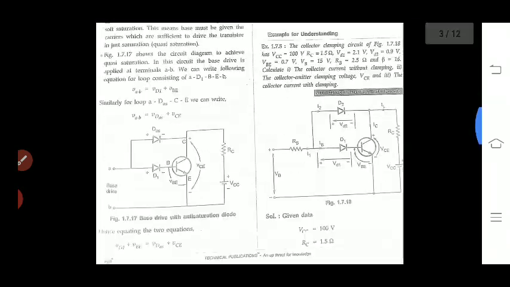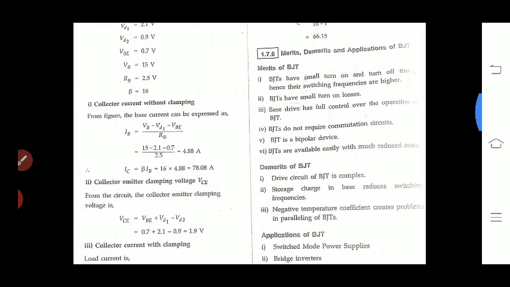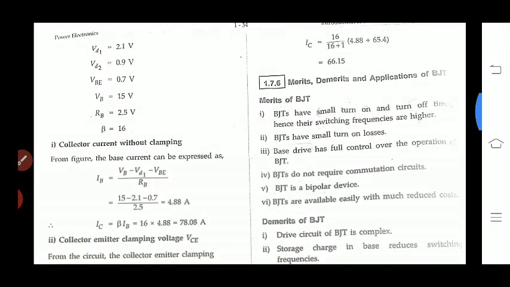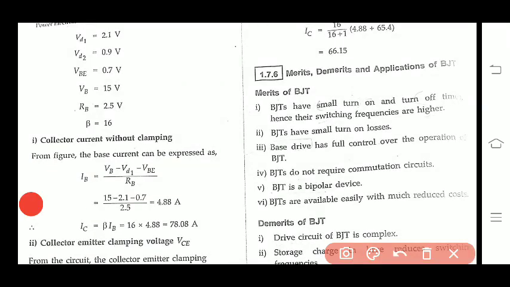With respect to this, they have solved one simple problem. You just go through it, according to the previous data. Next, the merits. What are the merits we get? BJT has small turn on and turn off times, hence its switching frequency is higher. We have also seen how we can reduce the turn off and turn on time. It also has small turn on losses.